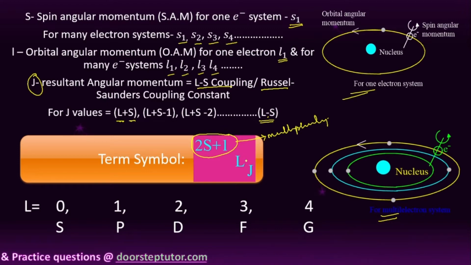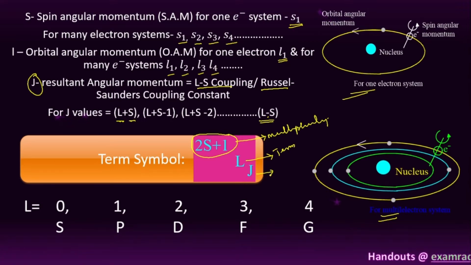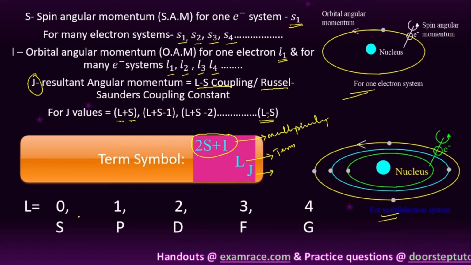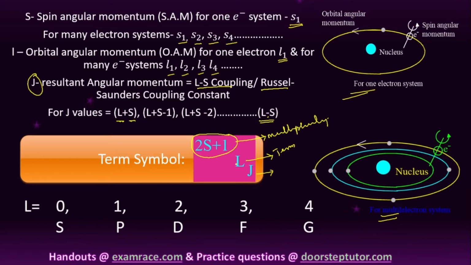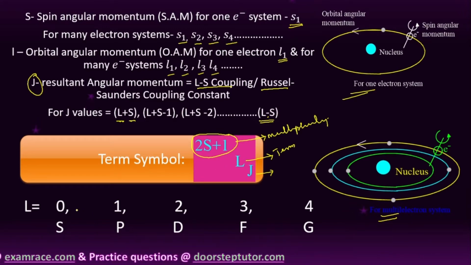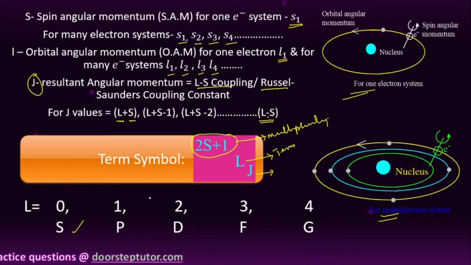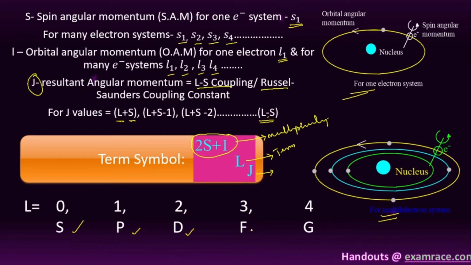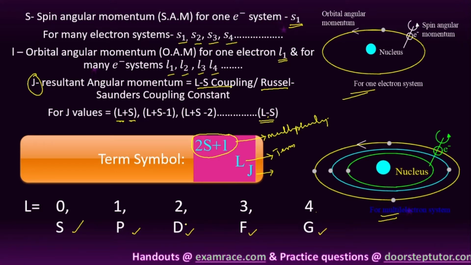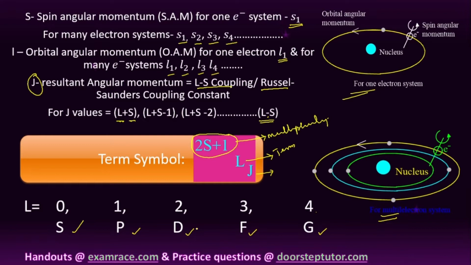So generally the L value is what we call the term, and J is nothing but the resultant angular momentum. Okay, right? It depends upon the L and S values. Now, how to determine the term value. If the L value is equal to 0, then the term is capital S. If the L value is 1, the term symbol is capital P. If the L value is 2, the term symbol is capital D. If the L value is 3, the term symbol is capital F. If the L value is 4, the term symbol is capital G. So these term symbols are very important.